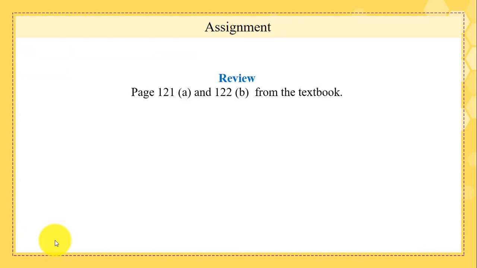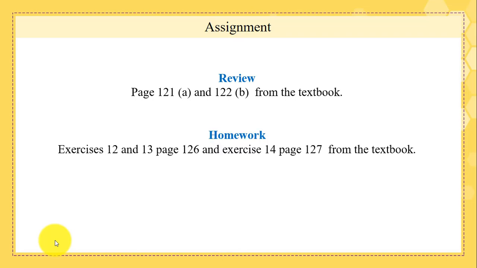Assignment: review page 121 part A and 122 part B from the textbook. Homework exercises 12 and 13 page 126 and exercise 14 page 127 also from your textbook.